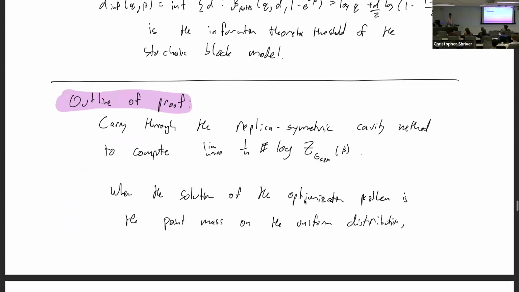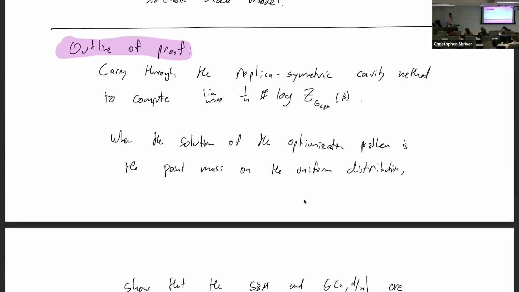Okay, so I want to just give an outline of the proof to see where this cavity method comes in. Our idea is to carry through the replica symmetric cavity method, I'll explain what that means, to compute the free energy, this limit 1 over n expectation log. But not in the Erdős-Rényi random graph. We're going to do it in the graph that is the stochastic block model. Okay, but look at the Potts model partition function on this random graph.